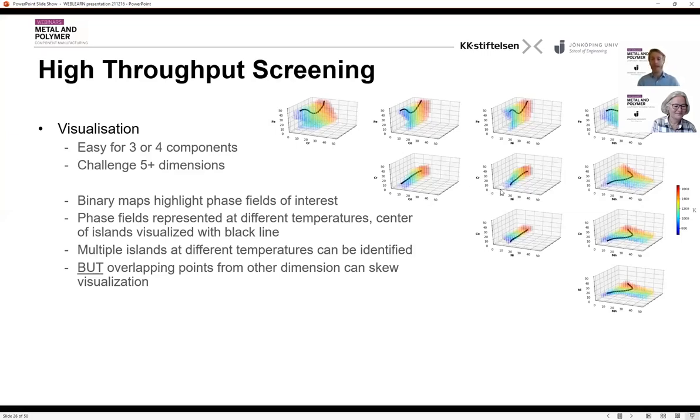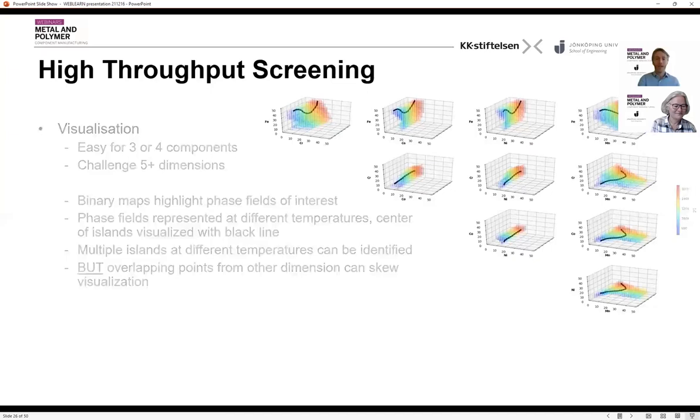The black line, or the worms as I call them, identifies the center of this compositional island with increasing temperature. But we have to be careful with this sort of visualization, because we're just looking at a binary system, and points from ternary or quaternary systems can often skew the visualization a little bit. So we have to be careful when we are interpreting these results.